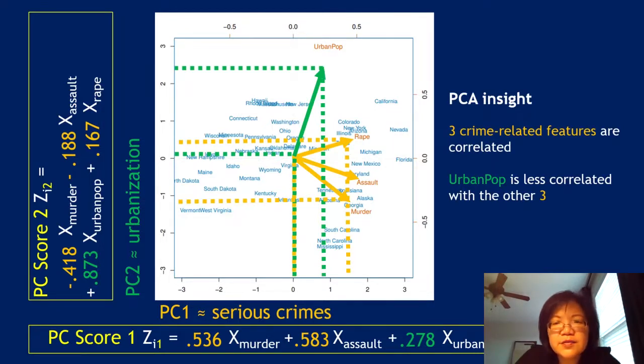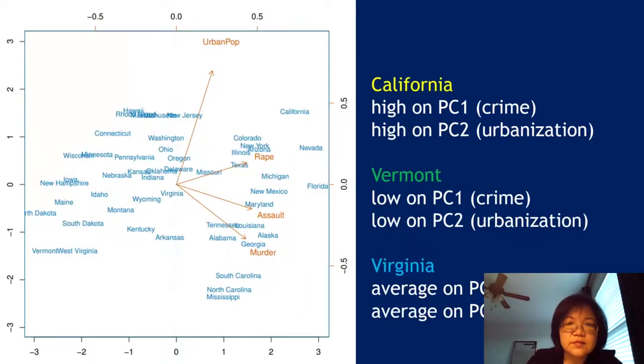So the insight from principal component analysis is really the clustering of these features, right? So we say there are 3 crime-related features that are correlated with each other, clustered together. Urban pop is less correlated with the other 3, so that is a relatively independent or orthogonal dimension. So basically, there are 2 big factors that we should consider when we look at these states.